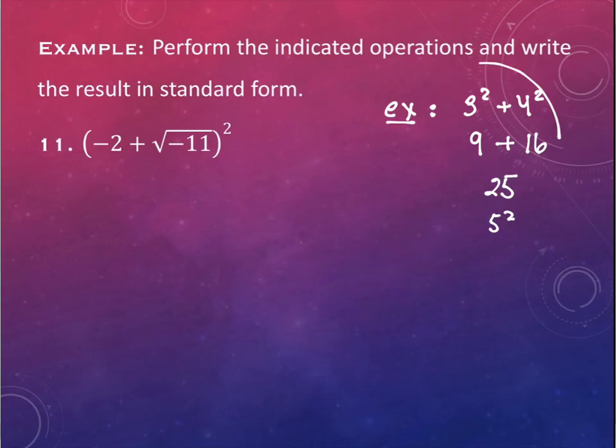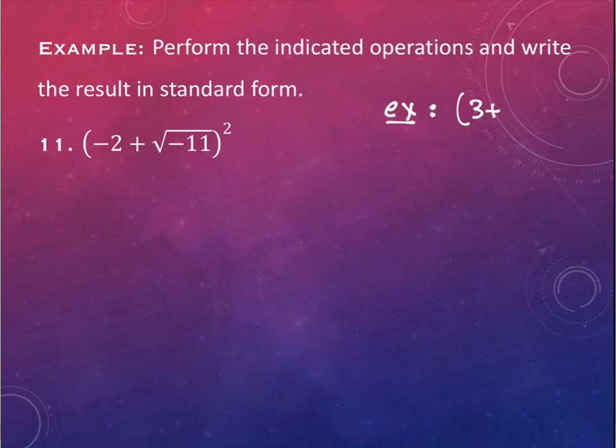Let me change the way I wrote this. Let me do this again. This is how I wanted to start it. My apologies, so that it looked more like my original problem. All right, 3 plus 4 squared. I'll get to the other piece in a second. 3 plus 4 is 7. So this would be 7 squared, which is 49.